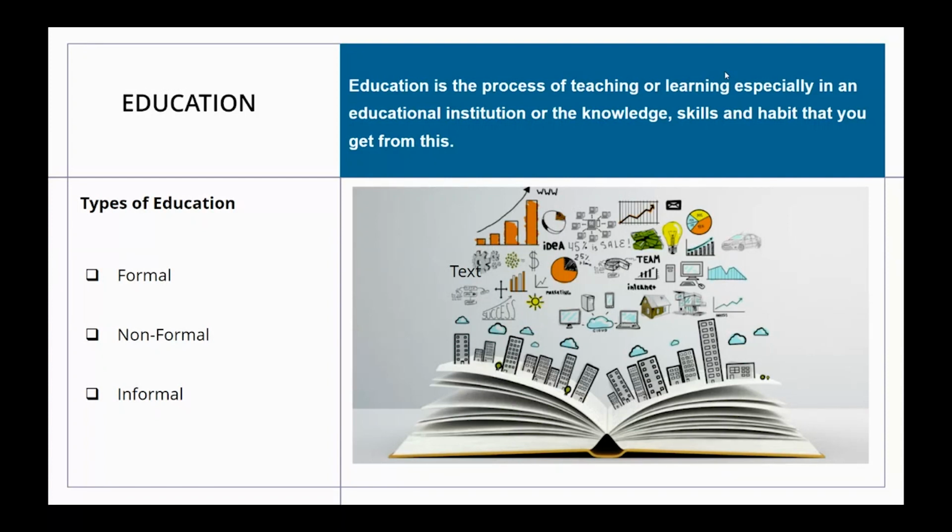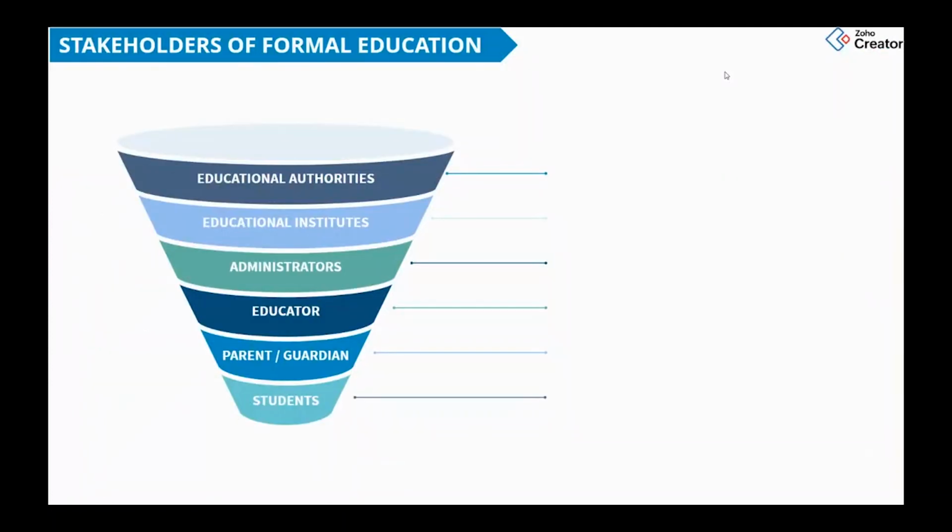Here I'm going to talk about formal education in detail. There are a few stakeholders or beneficiaries involved in this formal education. I've kept them in a flow. First is the educational authorities or the government. These are the people who regularize the policies, rules and regulations, and standardize the syllabus that we are going to provide to the students. So these are the people involved in the educational policies. They are going to be the first stakeholders of this formal education.